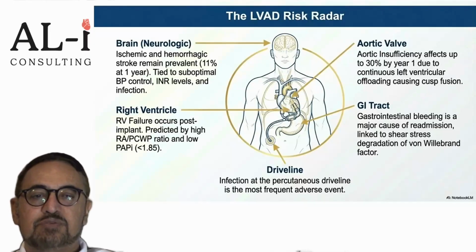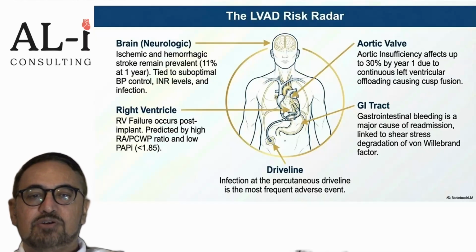An LVAD can transform survival, but it creates a new physiology and a new set of risks. Neurological complications remain important, including both ischemic and hemorrhagic stroke, often influenced by blood pressure control, anticoagulation, and infection. On the right side of the heart, postoperative RV failure is a major concern. Hemodynamic markers such as a high right atrial to wedge ratio and a low PAPI can warn us about poor RV reserve before implant. Aortic insufficiency can emerge over time because continuous unloading reduces aortic valve opening and promotes cusp fusion.